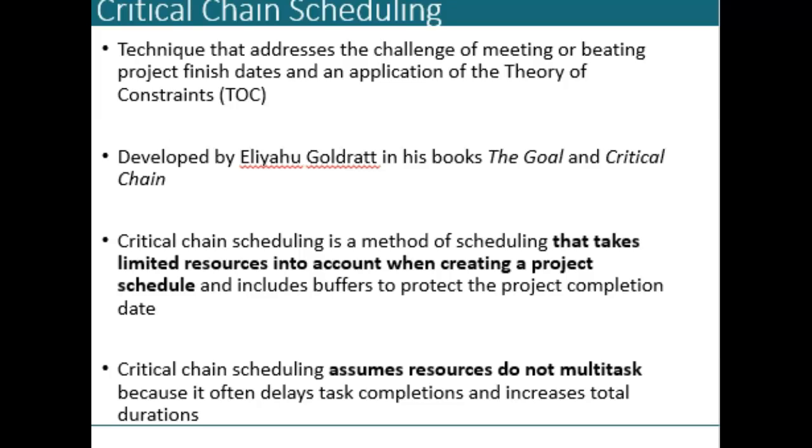These are just some of my final notes on Eliyahu Goldratt's work. Again, I recommend you pick up the book, The Goal, and also the book, Critical Chain. They are excellent reads. And it's good to have an understanding of his theory of constraints, and he lays those out easily in those works. Now, again, critical chain is a method of scheduling that takes into account limited resources.